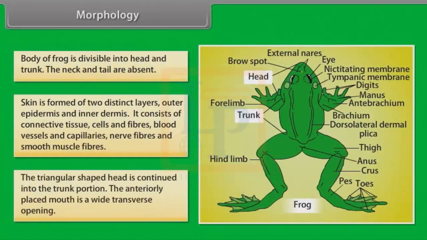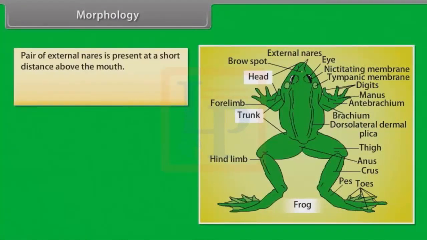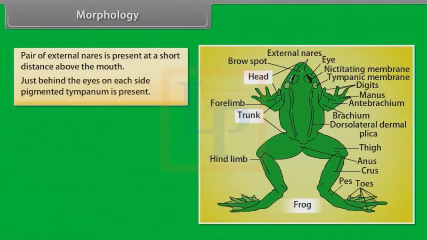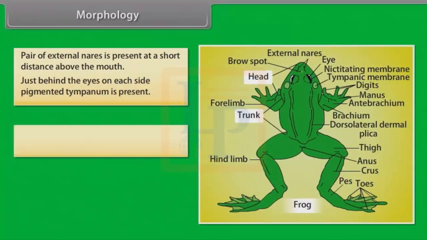The triangular-shaped head is continued into the trunk portion. The anteriorly placed mouth is a wide transverse opening. A pair of external nares is present at a short distance above the mouth. Just behind the eyes on each side, pigmented tympanum is present. The eyes are protected by upper and lower eyelids.